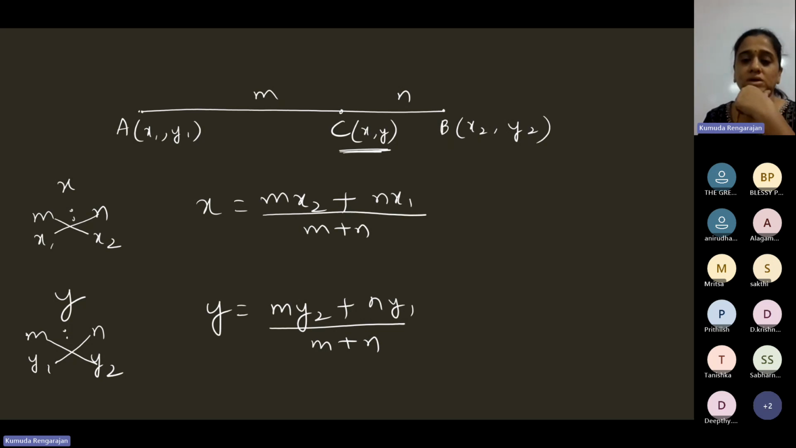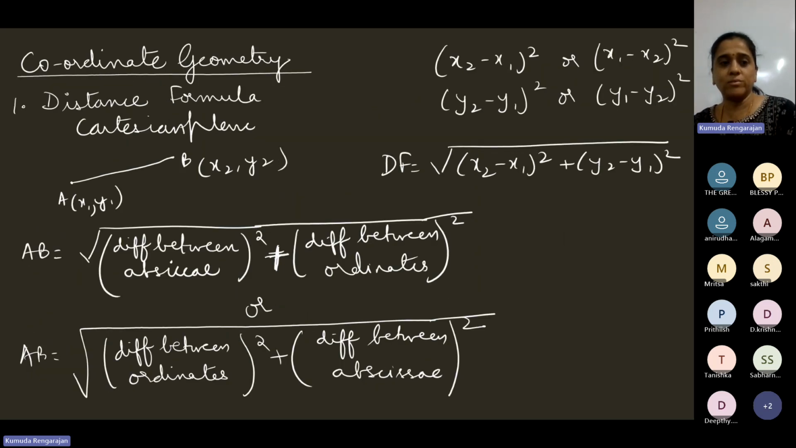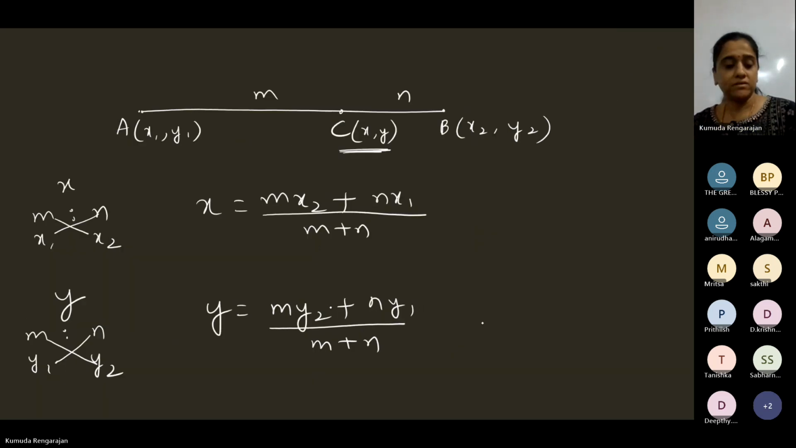Earlier we also had something under the heading area of a triangle, where we had a formula to find the area of a triangle. That was one big chunk, but that's now removed from the syllabus. So we only have these two, the distance formula and the section formula, in this chapter, coordinate geometry.